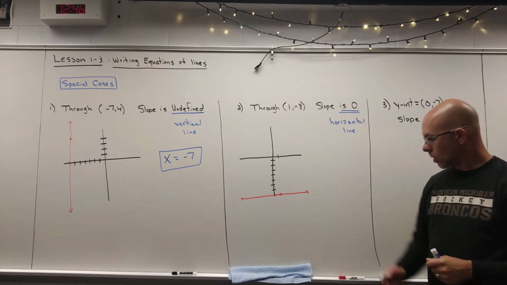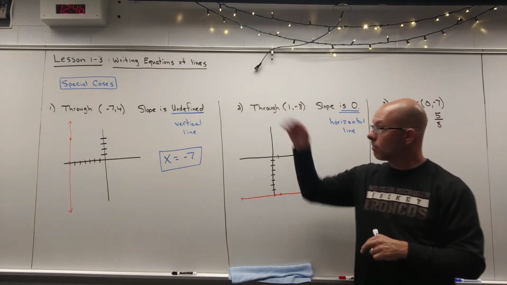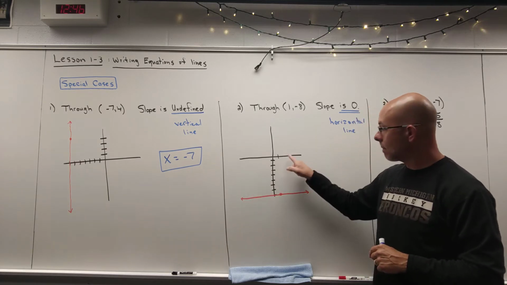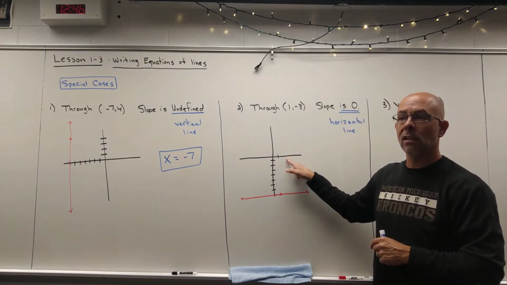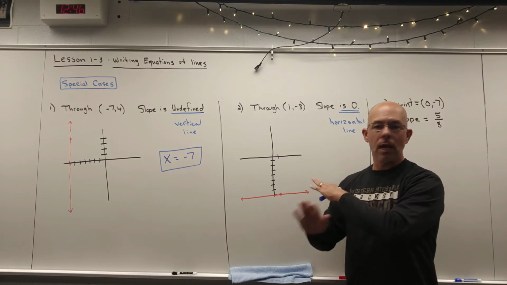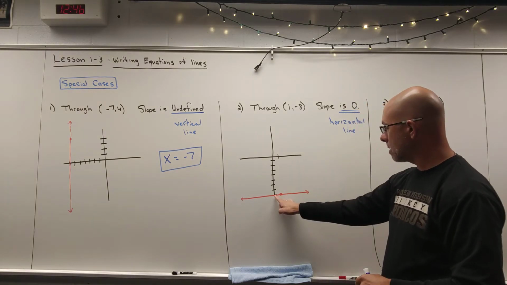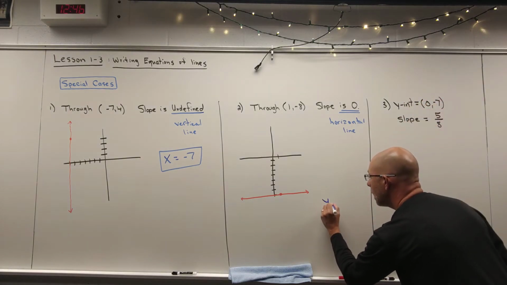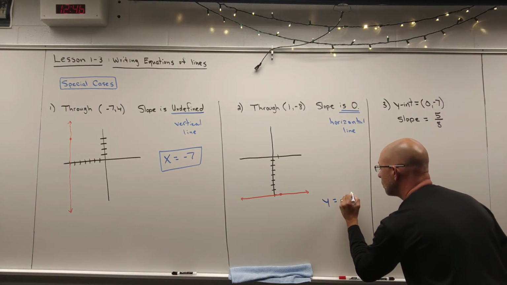So I could write that equation right now if I back up to the lesson before this, 1-2. I'm only hitting the y-axis. I'm not touching the x-axis. So my equation should have a y and no x. Well, what y is it? It's -8. That's -8 right there. So it's y equals -8.